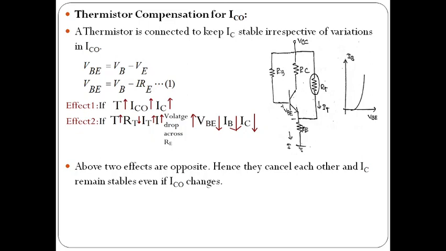In effect 2, with an increase in temperature, the IC value decreases. So effect 1 and effect 2 are opposite to each other. They cancel each other, and the collector current IC is stable even with changes in the ICO value. Clear? This is thermistor compensation.